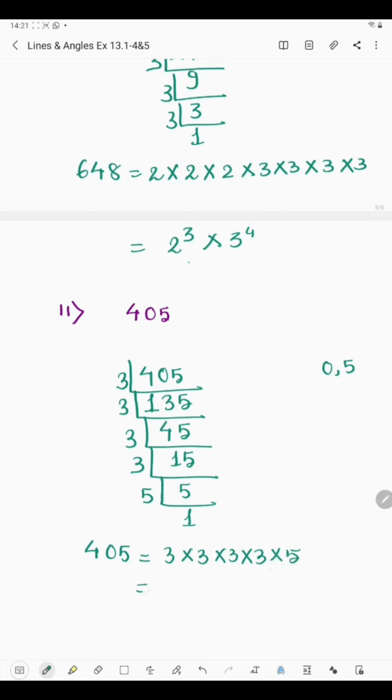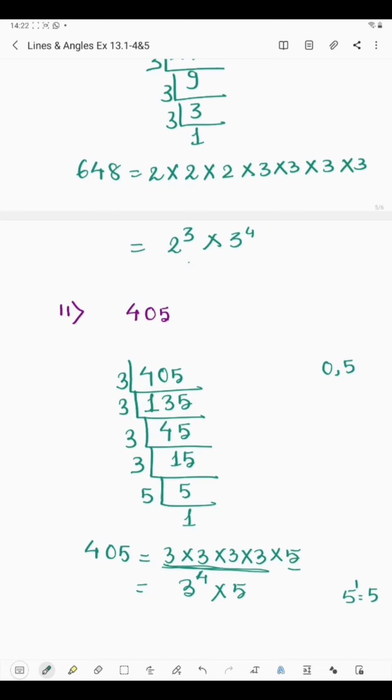So this we have written in product form, but we will have to write in their powers. So here 3 has appeared 4 times, so 3 is the base here, so the power will be 4. 3 is the base and 5 is the base, right? And here 3 appeared 4 times, so we will write 3 raised to the power 4. And 5, which is another base, appeared 1 time. So you can write 5 raised to the power 1, or 5 raised to the power 1 and 5 are the same, so we can write only 5. So it will be 3 raised to the power 4 multiplied by 5.